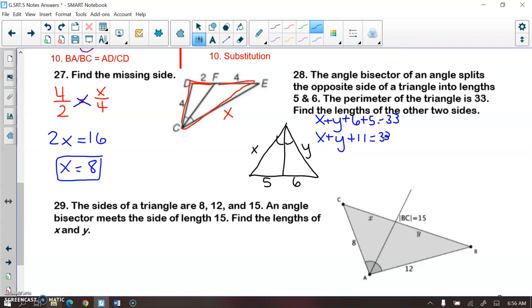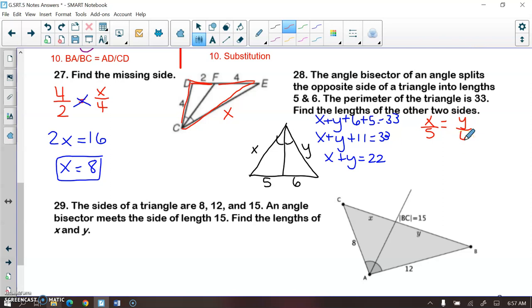And then that would mean if I subtract that 11 over, I get X plus Y is equal to 22. All right. We're actually going to create a system of equations. This is one of our equations using the perimeter. Another one of our equations is using the triangle angle bisector theorem, which states that X over 5 would equal Y over 6.